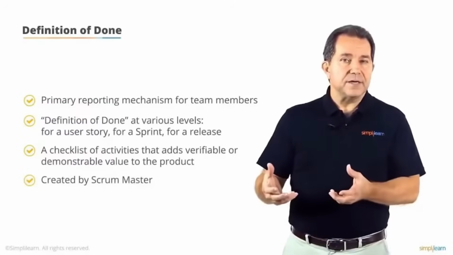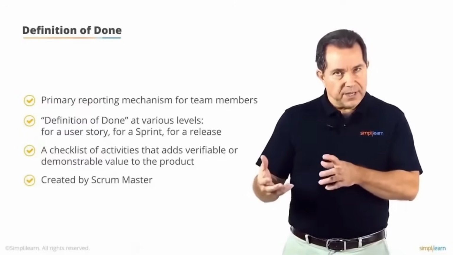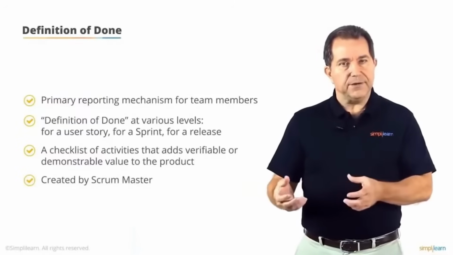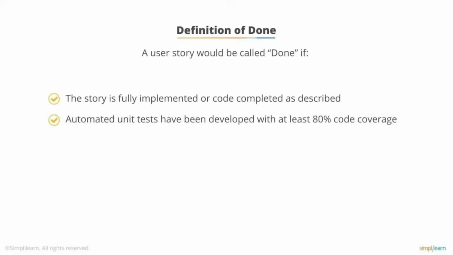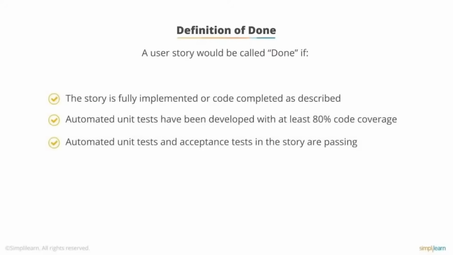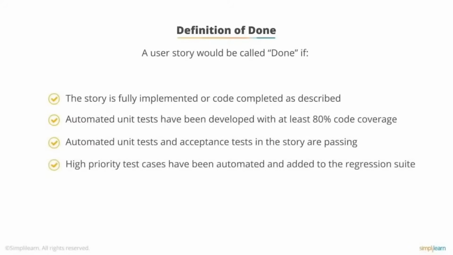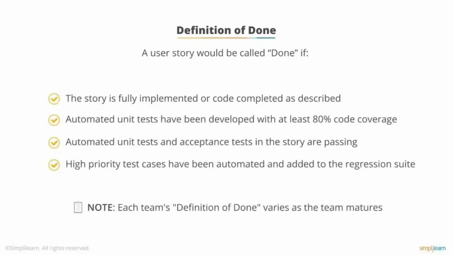A sample list of the items for the definition of done criteria is given here. The story is fully implemented or code completed as described. Automated unit tests have been developed with at least 80% code coverage. Automated unit tests and acceptance tests in the story are passing. High priority test cases have been automated and added to the regression suite. Note, this is only meant to be an example. Each team's definition of done will vary slightly depending on the maturity of the team and the specific situation of the team.